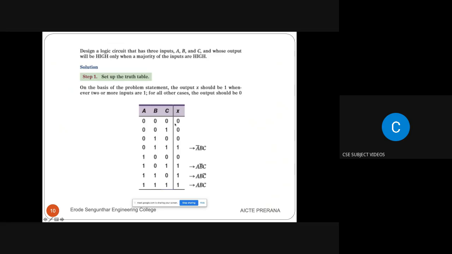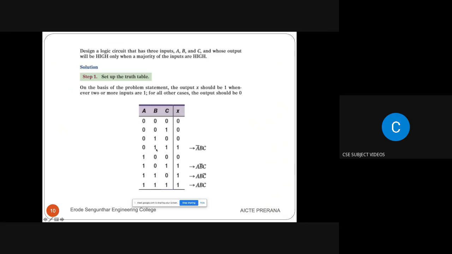So with that specification, we have to write the output column. For the first row, it consists of all zeros, so it does not have any 1. It is not possible to find a majority of inputs being high, so it is considered as 0. Next input 0, 0, 1. Here the majority of inputs are 0, so the output is also 0. And for the third row, 0, 1, 0, here also the majority of the inputs are 0, so the output is 0.